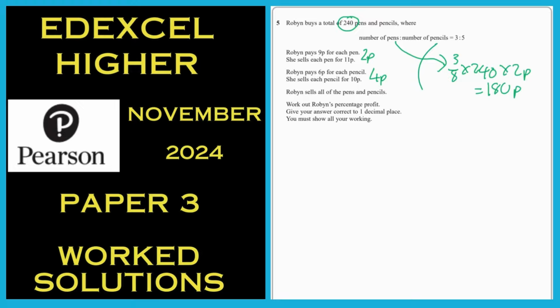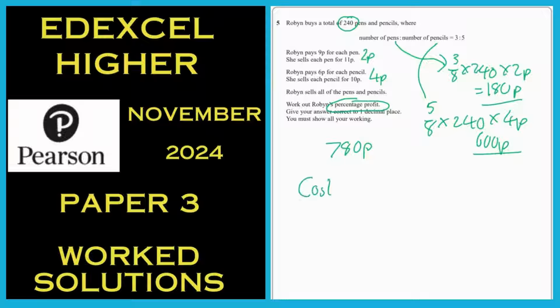Let's do pencils. 5/8 of 240, and they're making 4p each, means 600p profit, but more importantly, her total profit is £7.80 or 780p.